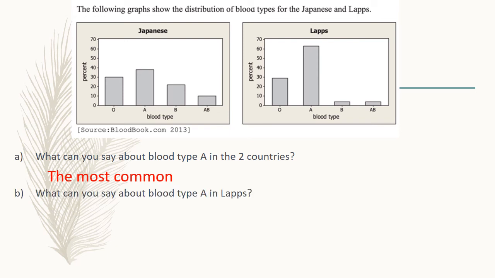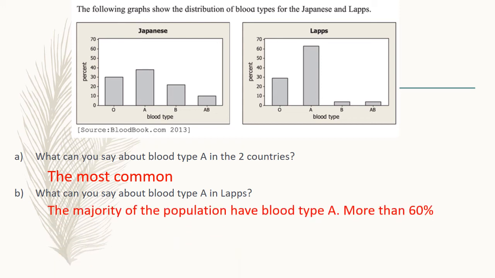What can you say about blood type A in the Labs? Look at the second graph. You will find that the second bar, which is for blood type A, is the highest, and there's a very big difference between it and all the rest. It is more than 60%. So the majority of the population have blood type A. More than 60% of the people have blood type A.